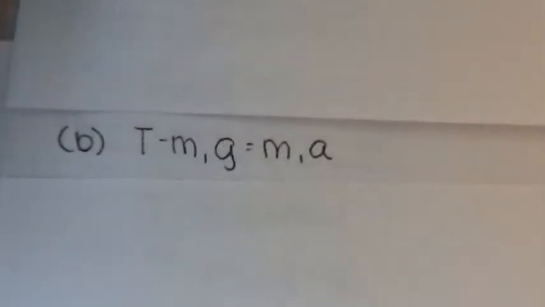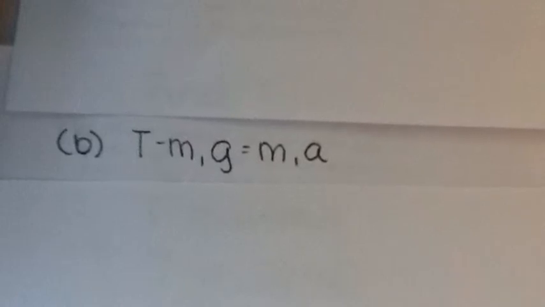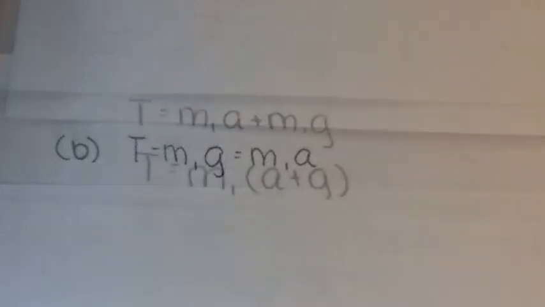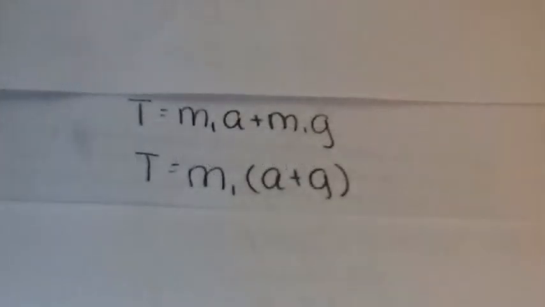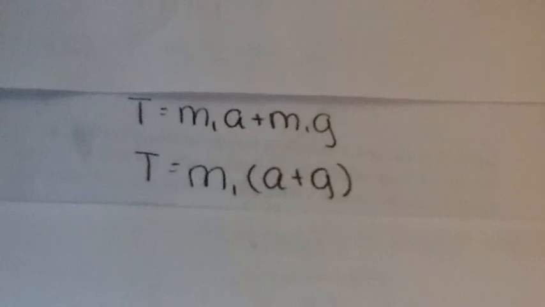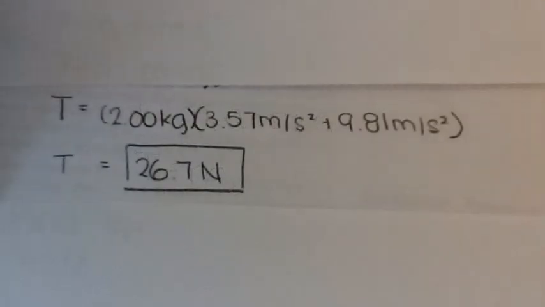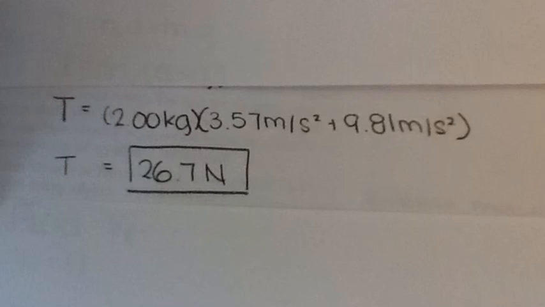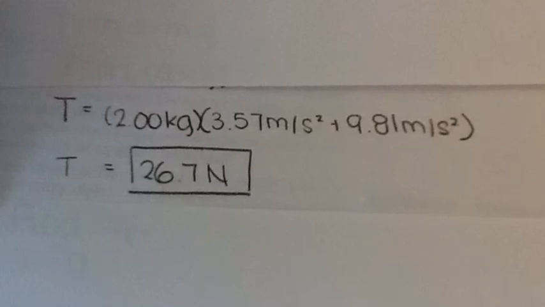Part B asks for you to find the tension in the string. To find the tension, take the equation t minus m1g equals m1a and solve for t. Adding m1g to both sides gives you t equals m1a plus m1g. Factoring out the m1 gives you t equals m1 times a plus g. Now plug in the numbers, and t comes out to be 26.7 newtons.